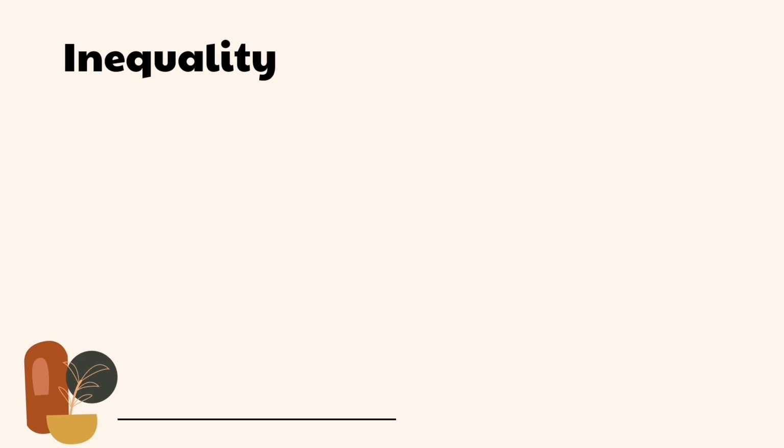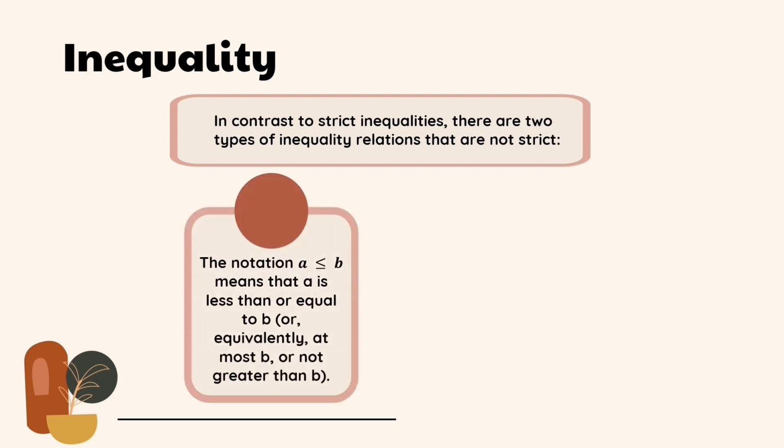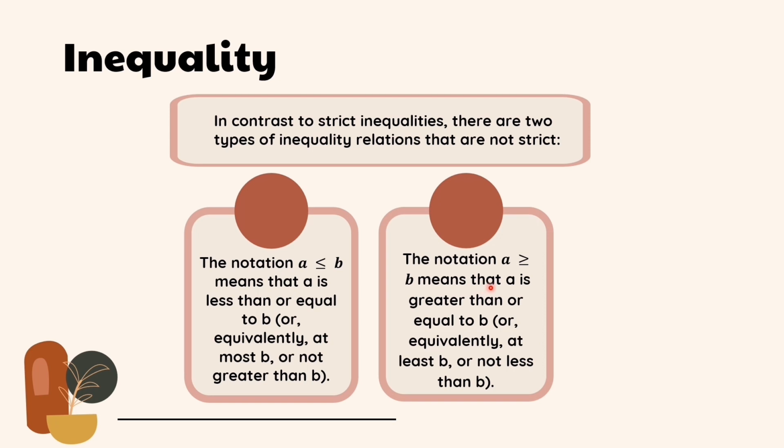So equivalence is excluded. In contrast to strict inequalities, there are two types of inequality relations that are not strict. For example, this notation means that a is less than or equal to b, or equivalently at most b, or not greater than b. And the second notation means that a is greater than or equal to b, or equivalently at least b, or not less than b.